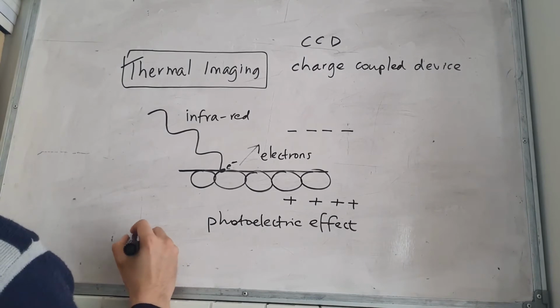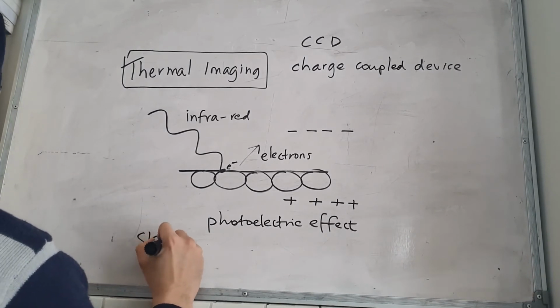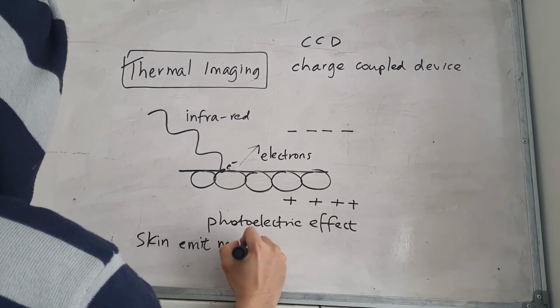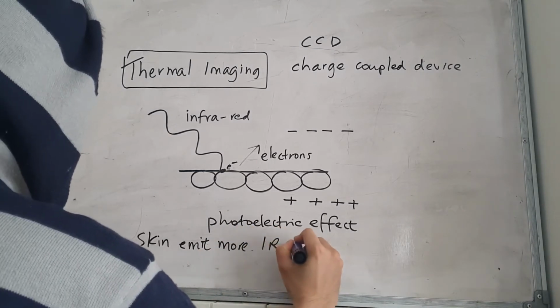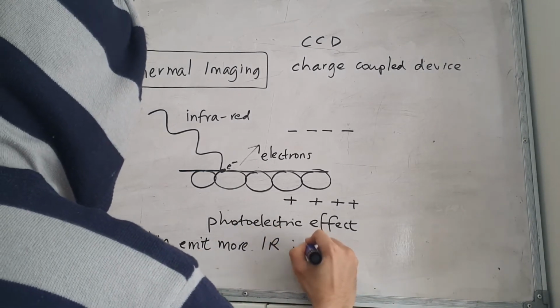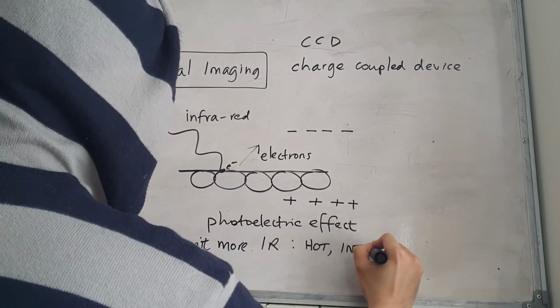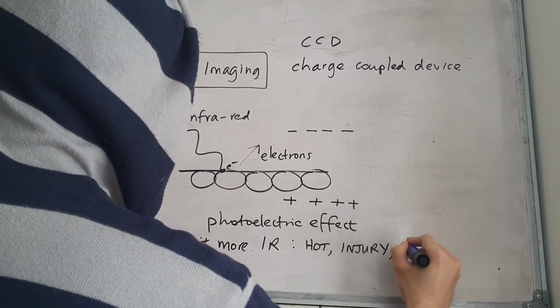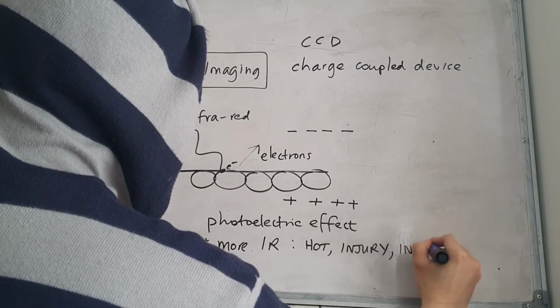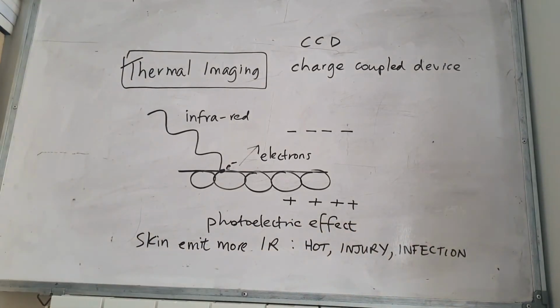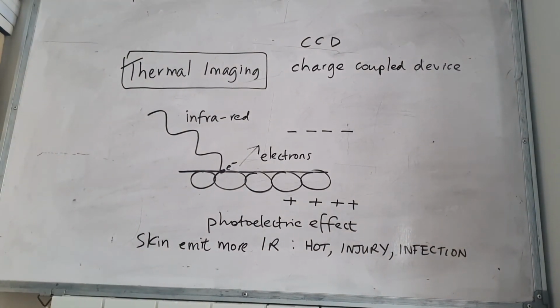Okay, so let's just say that your body is suffering from an injury. Then you got the blood cells that accumulate in that area, and then you got white blood cells, and therefore it gets hot. Now, hotter objects will emit more intensive infrared radiation. So the more hot it is, the infrared will be more intense. So for example, if you have an injury or infection, that will be able to be detected.